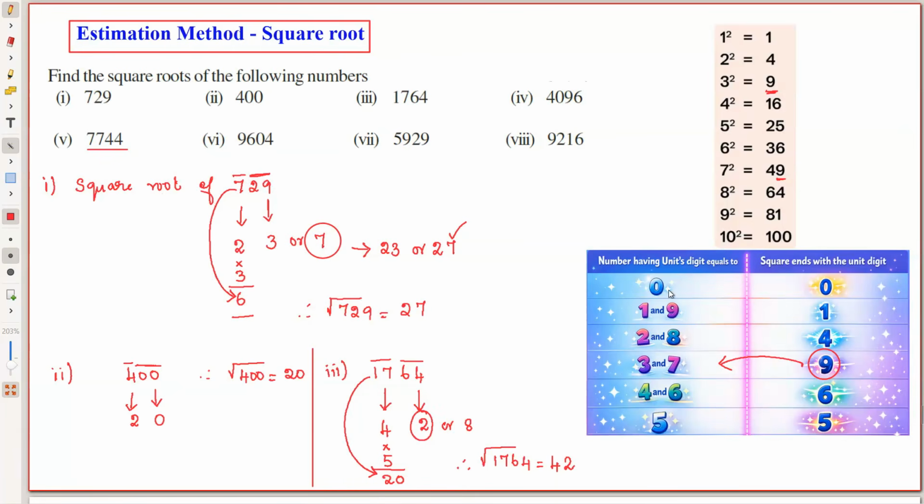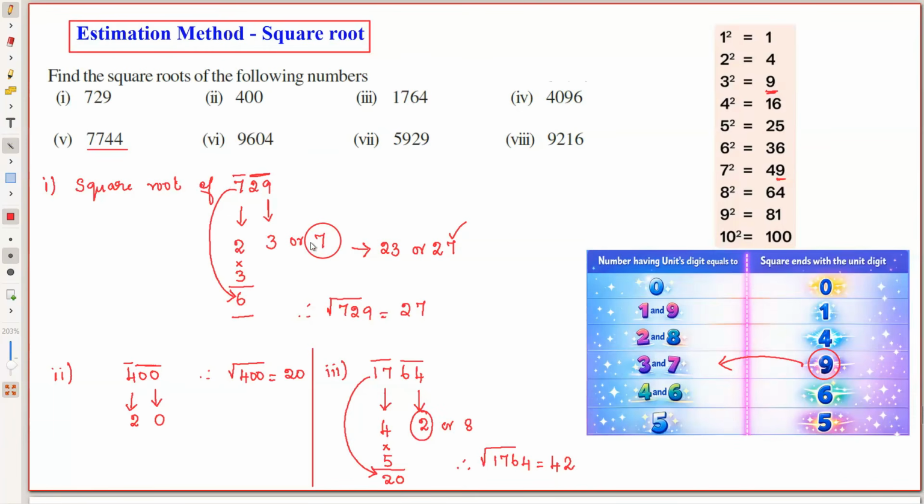If the number has unit digit 0, the square ends with 0. 1 or 9 ends with 1. 2 or 8 ends with 4. 3 or 7 ends with 9. 4 or 6 ends with 6. 5 ends with 5. You must know this tabular column so that you can easily get the answer. If the square ends with 9, the root can end with either 3 or 7. Two possibilities, 3 or 7.